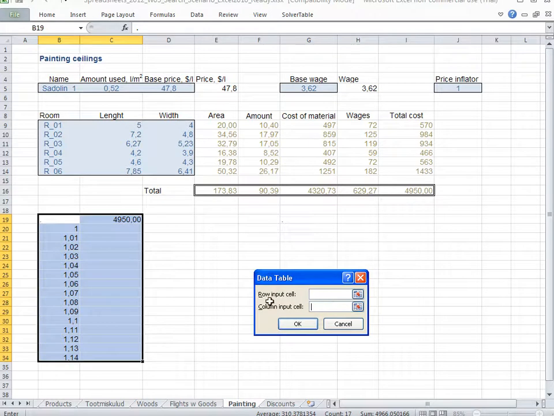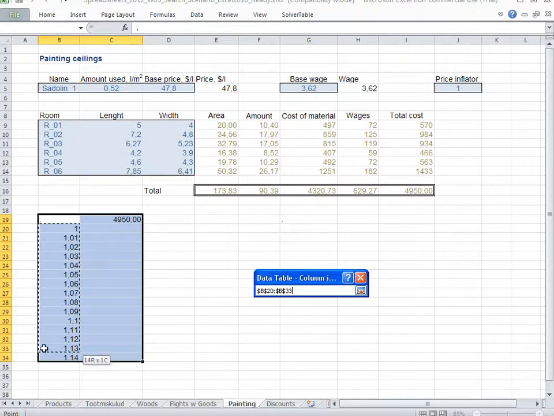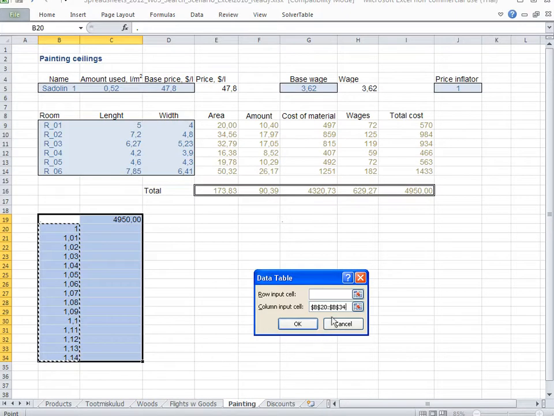Now, since these numbers here are in a column, we will use it as a column input cell. We do column input cell, and the column input cell is our general inflation. So we're changing the general inflation from 1,00, the base number, to 1,14, which is 14%. And we're looking at what happens to all the costs together, our final cost, what it all costs for us. Let's click on OK, and here it is.